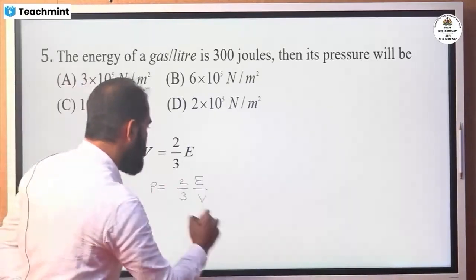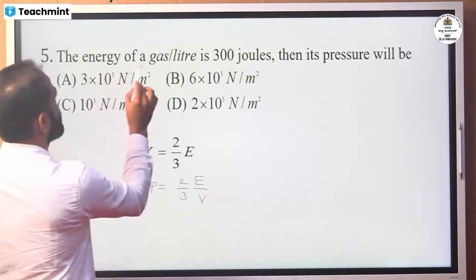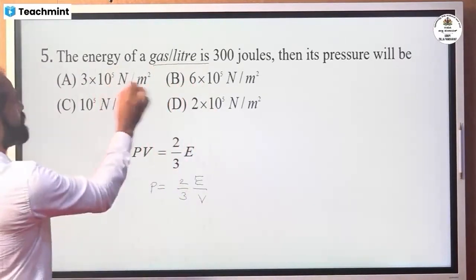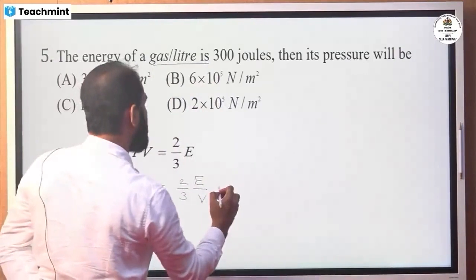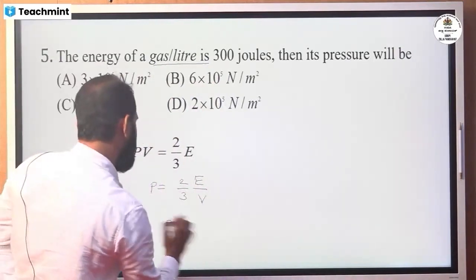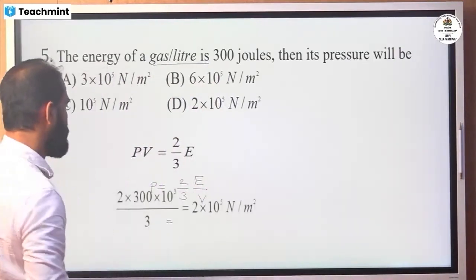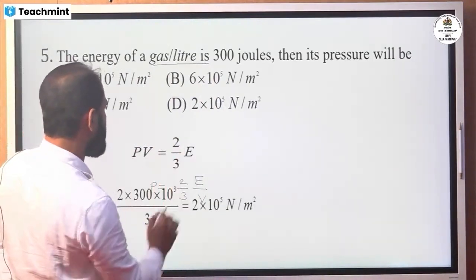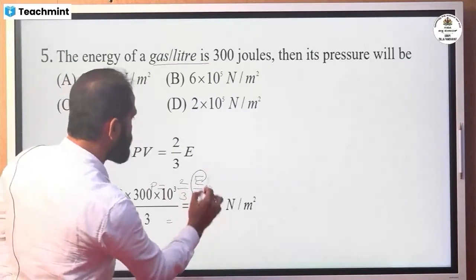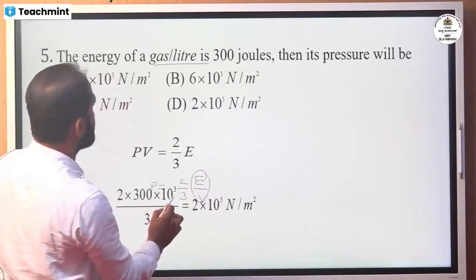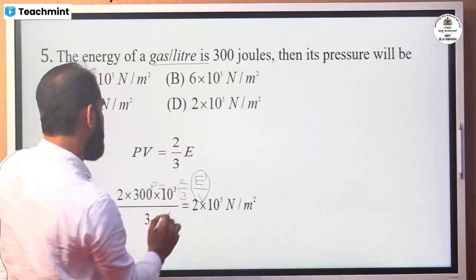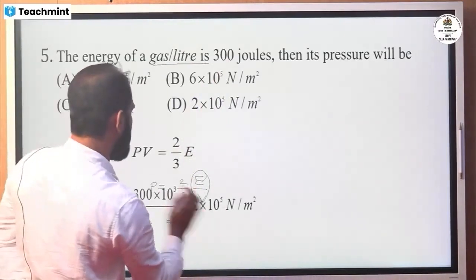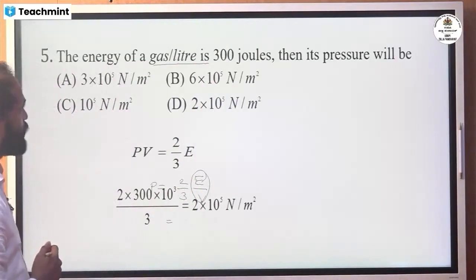Now this E by V quantity is given. Look at the given information. It is gas per liter. Energy per liter is given as 300. But let's substitute. So in place of this energy per volume, I'm substituting 3 into 10 to the power 3. That is given here, 300 joule divided by 3. So finally, we will end up with the answer 2 into 10 to the power 5 Newton per meter square.